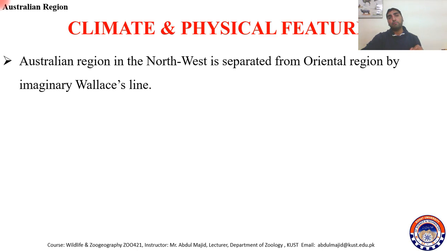And this line starts between Bali and Lombok, then goes straight toward the Borneo, and it goes through the Borneo and the Celebes between them, and then goes to the east of the Philippines, dividing the two regions into Oriental region and the Australian region. So it's an area of demarcation in the northwest.